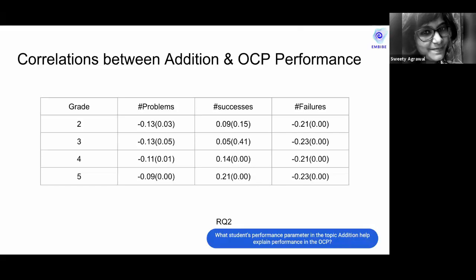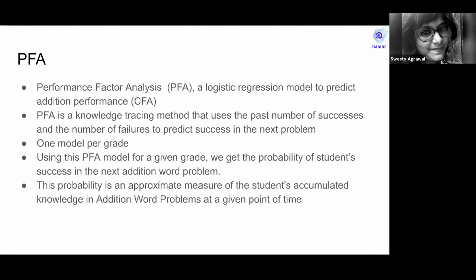So next we create a performance factor analysis, PFA, a logistic regression model, to predict the addition performance, which is the first attempt correctness. PFA is a knowledge tracing method which uses the past number of successes and failures to predict the success in the next problem. We have built one model per grade for this particular study, and using this model, at any point of time, we get the probability of the student's correctness in the next addition problem.